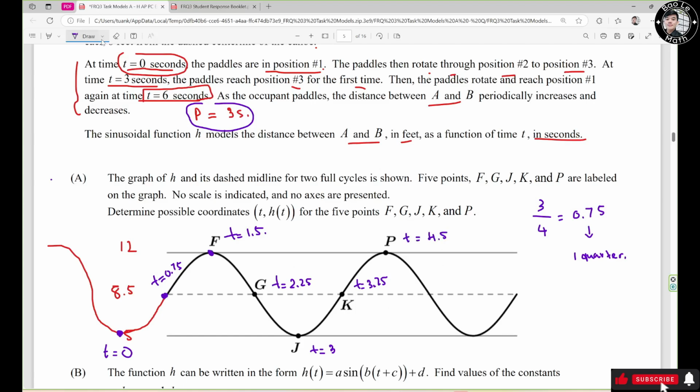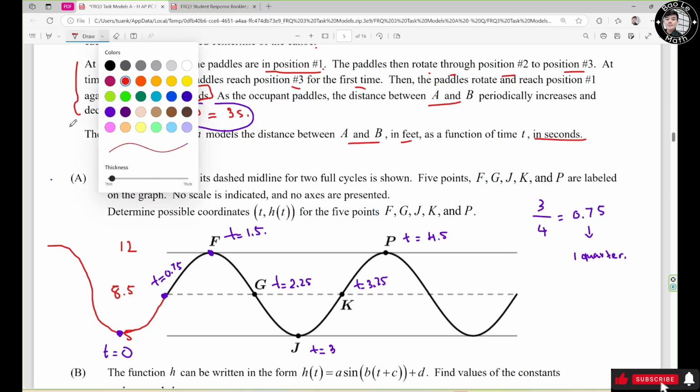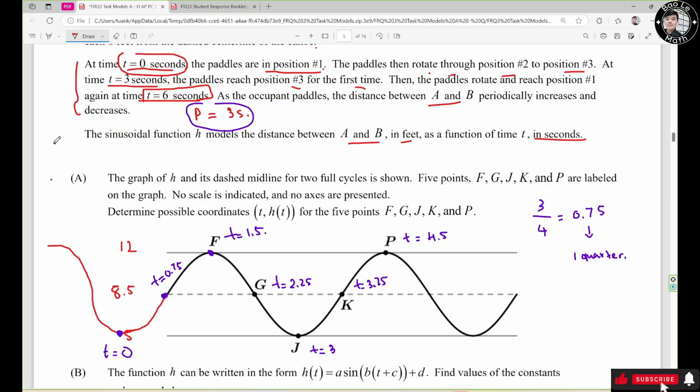Alright, period is the distance of the t values between two maximums or two minimums. Now we're going to check it. This one is 1.5. This one is 4.5. 4.5 subtract 1.5 is going to be 3. Yes, that's correct, right? This one is 0. This one is 3. Yeah, 3 subtract 0 equals 3, right?